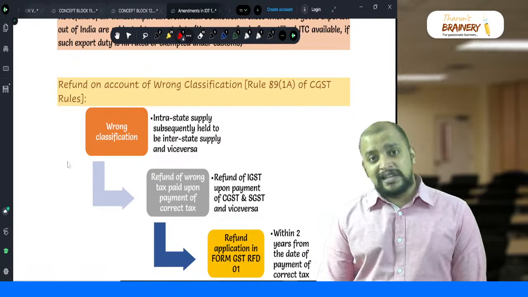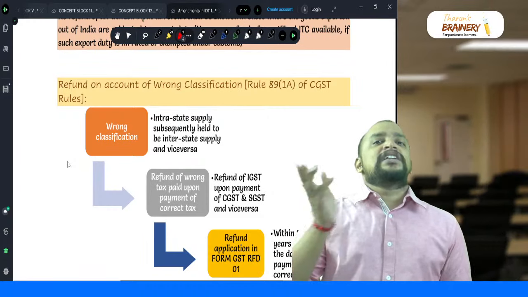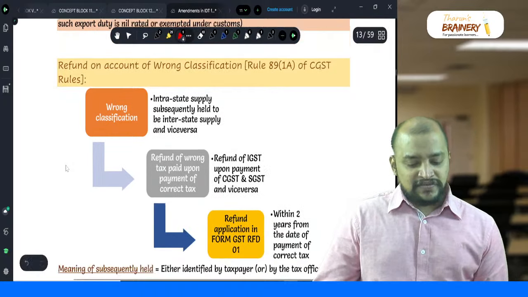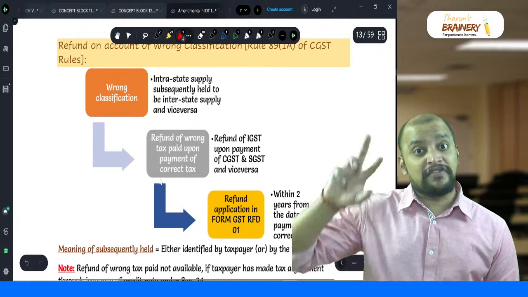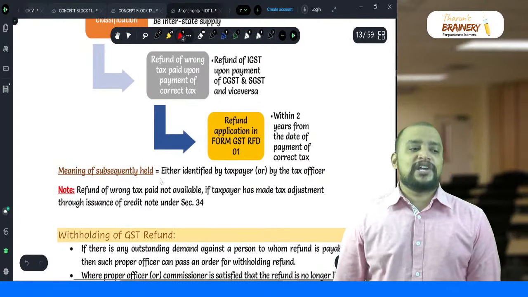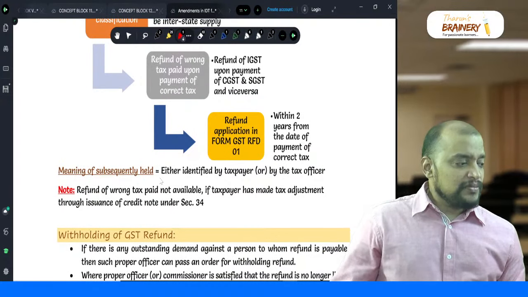Okay. So the same is the case in reverse. First I have to pay IGST and then I need to get the refund of CGST, SGST. So therefore, wrong classification: refund of wrong tax paid upon payment of correct tax. Correct? And what is the time limit for making a refund application? The refund application is in RFD 1.